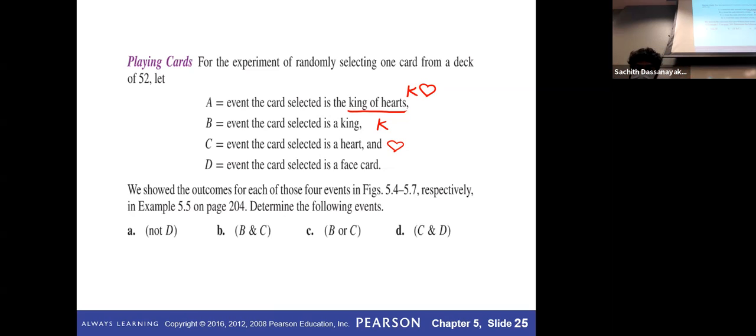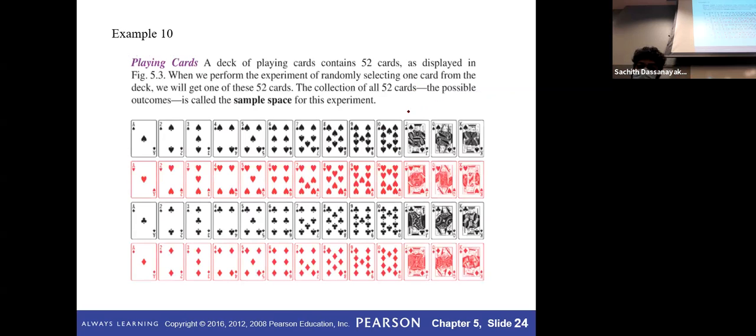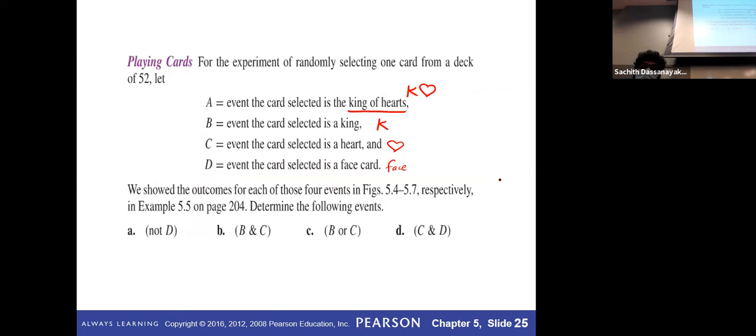Event D: the card selected is a face card. We need a face card here. It doesn't matter about the symbol. What do face cards mean? Whatever is in these three columns, right? You already know that. So these are the events. First of all, you have to identify carefully what the events are.